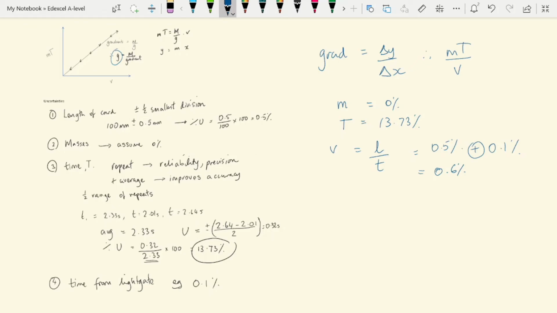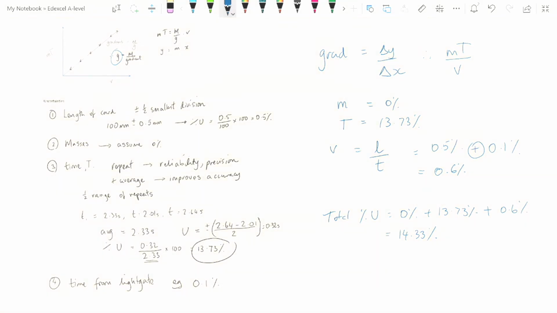So to find the total uncertainty in our gradient, we simply add these percentages together, giving us a total percentage uncertainty of 14.33%. This practical generally produces very large uncertainties because there's only so far back that you can pull your trolley on the bench, and therefore our timings tend to be relatively short.